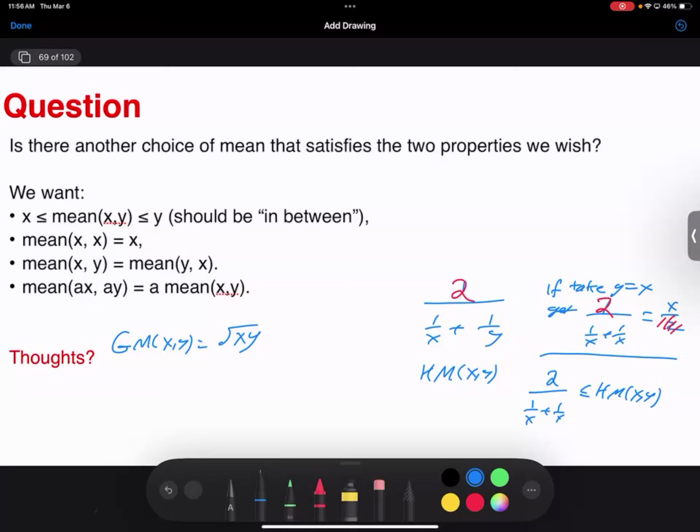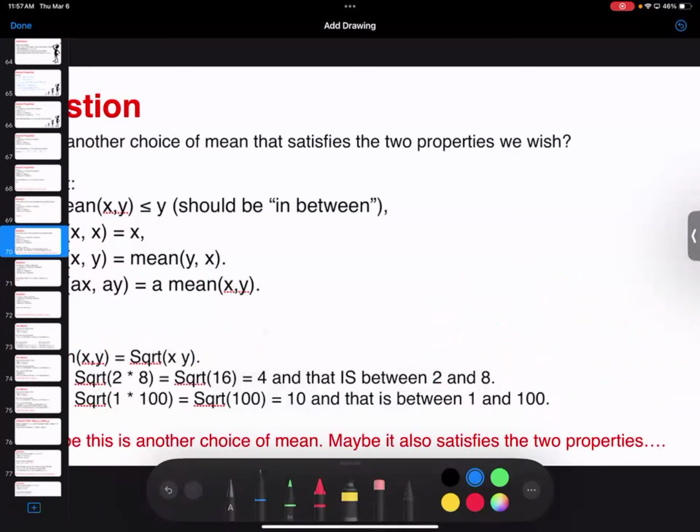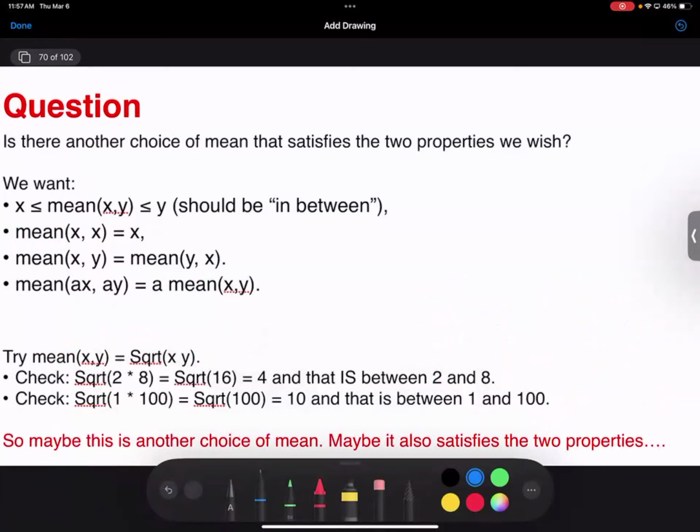If I rescale x and y by a, yes, it's going to rescale the whole thing by a, it's symmetric. So the harmonic mean will work. It didn't work with a factor of 1 in the numerator, but it does work with a factor of 2. And so you can similarly show that the geometric mean is going to satisfy all of the properties. And so I won't go through the algebra. I'll just do a few examples.